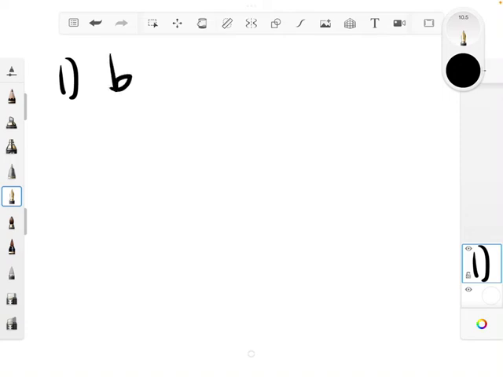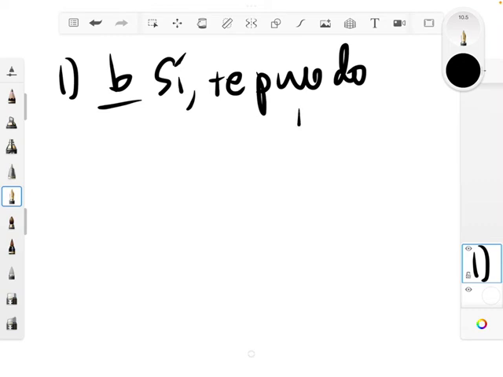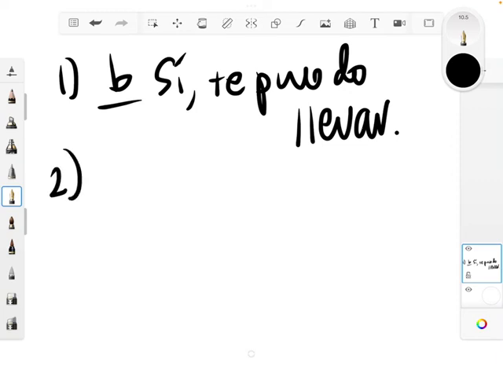Okay, why is it sí, te puedo llevar? Why is it that one? Because in the original question, me puedes llevar a mí. Can you take me? That pronoun me is what tells us who's going to be the pronoun in the second one. Okay? Number 2, ¿quién tiene los pasajes? Yo lo tengo or Mónica los tiene.